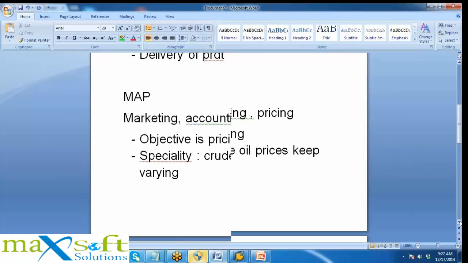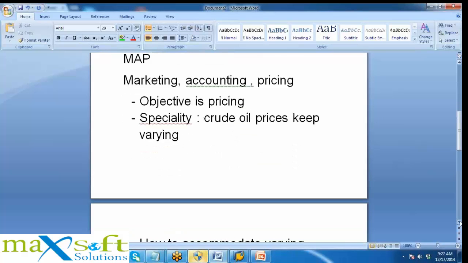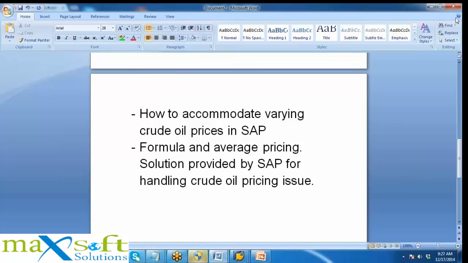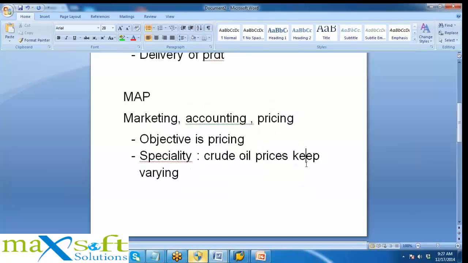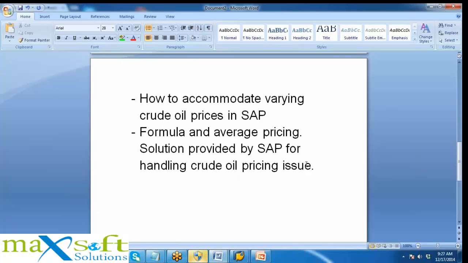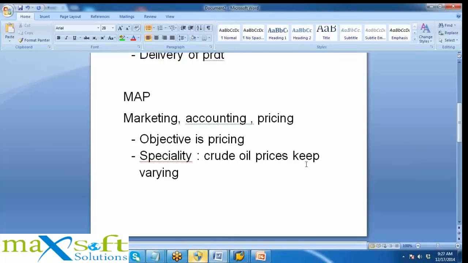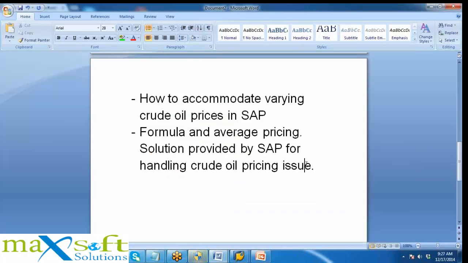So the crude oil pricing is determined in the markets, right? So you input it to SAP. So what are these tools used, like formula and average pricing, for? To forecast the pricing? No, not to forecast it. Forecast we don't do. Our objective is the price should be determined in the SAP documents. In a sales order we are supposed to give a price. In an invoice we are supposed to give a price. But the price keeps varying. How to do that? That is taken care of by formula and average pricing.